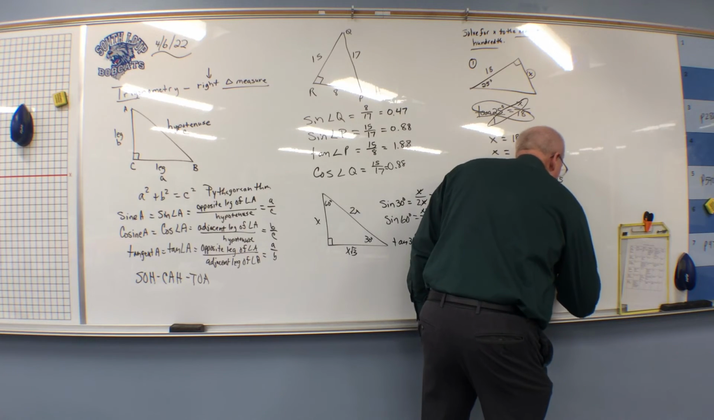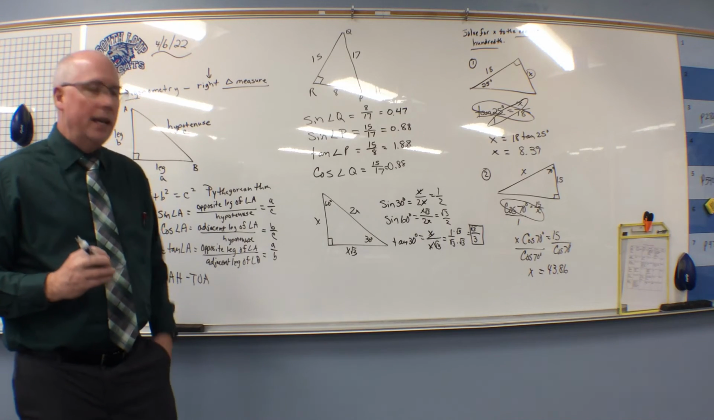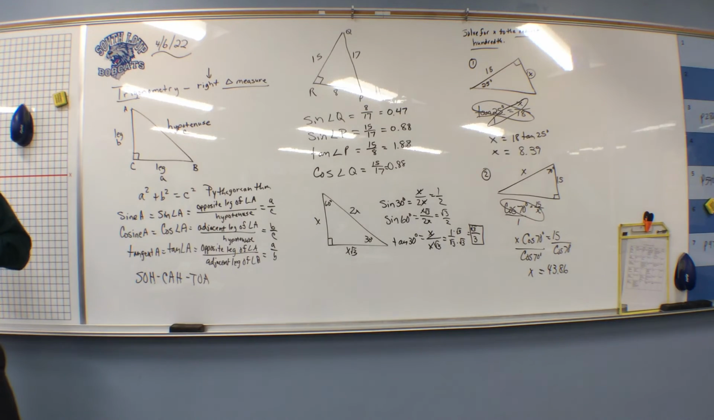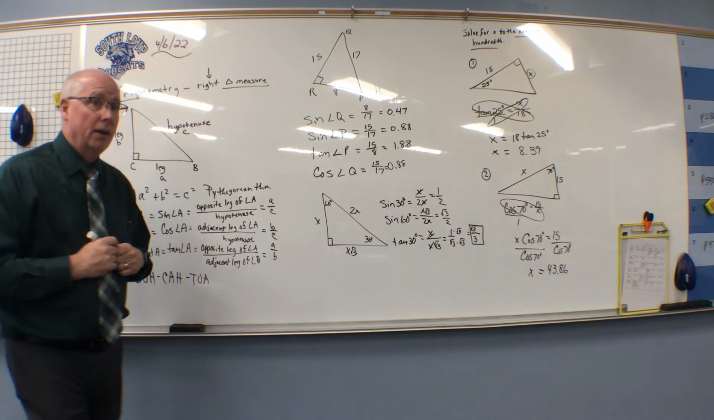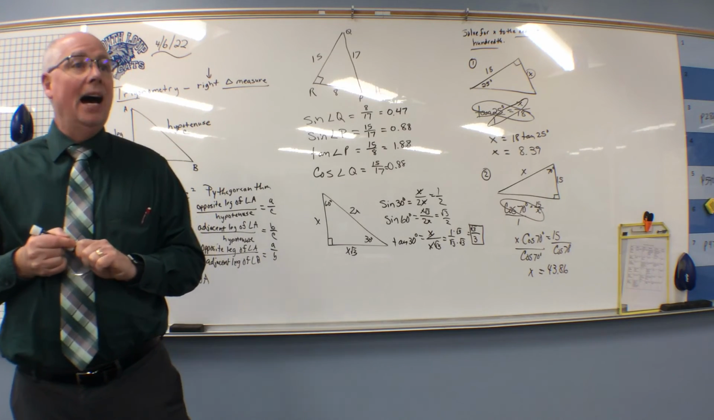43.86, and that's a length, isn't it? All right. So now I can use any one of the trig functions based on the information that I'm given. Do you understand that? Yep. Okay, but one thing we haven't talked about is, how do you solve for an angle?